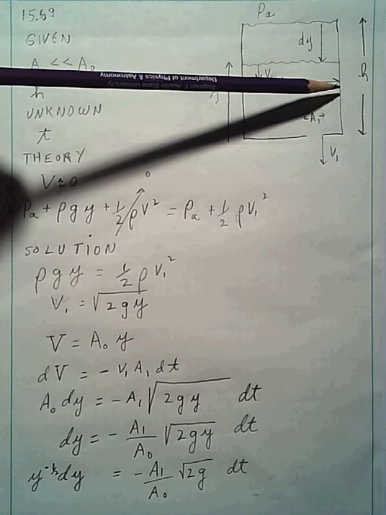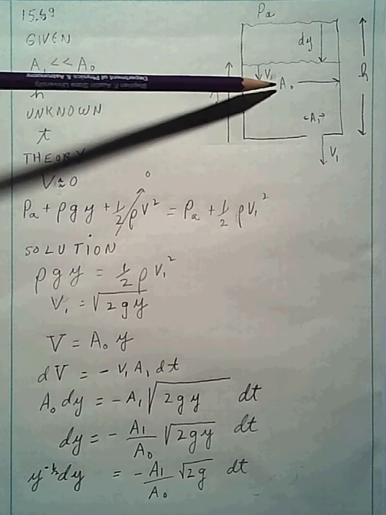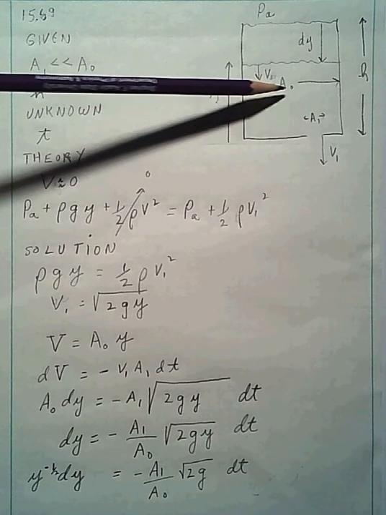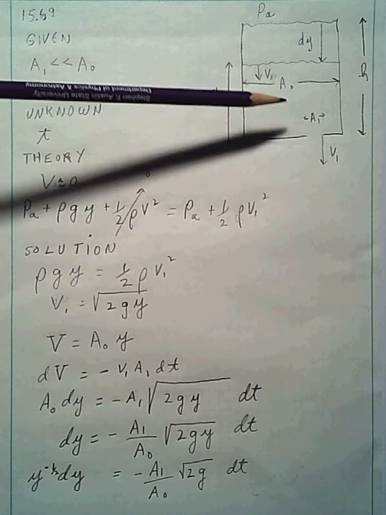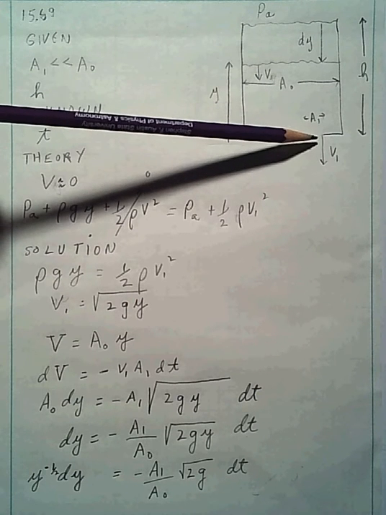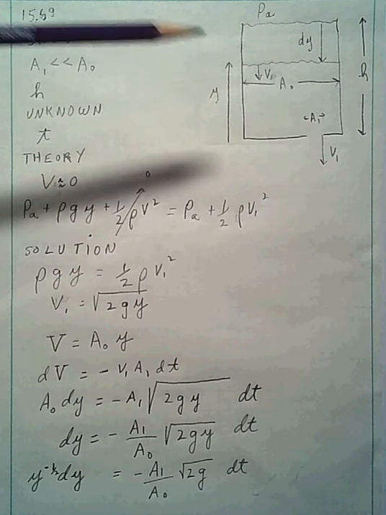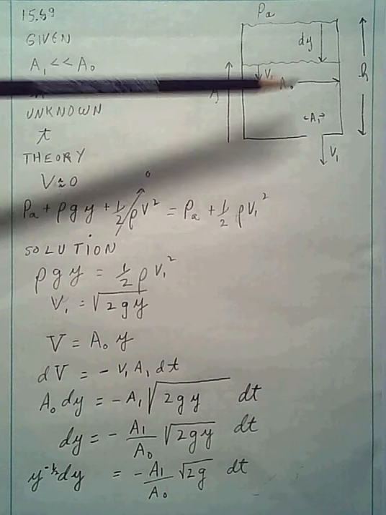Now I'm going to show the cross-sectional area of the can as A naught. This represents not the diameter, but the total cross-sectional area. And the same thing for the hole at the bottom of the can. It'll have a cross-sectional area of A1. This is A naught right here.